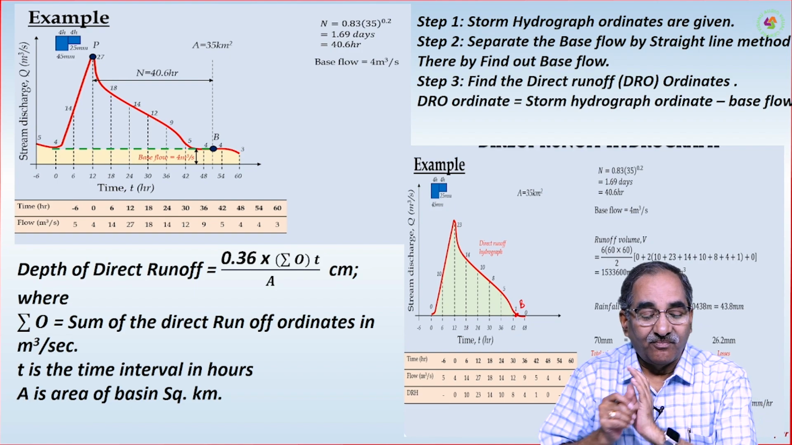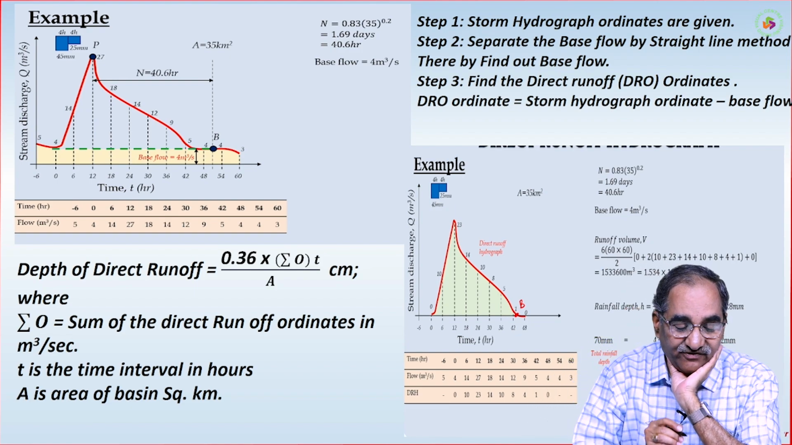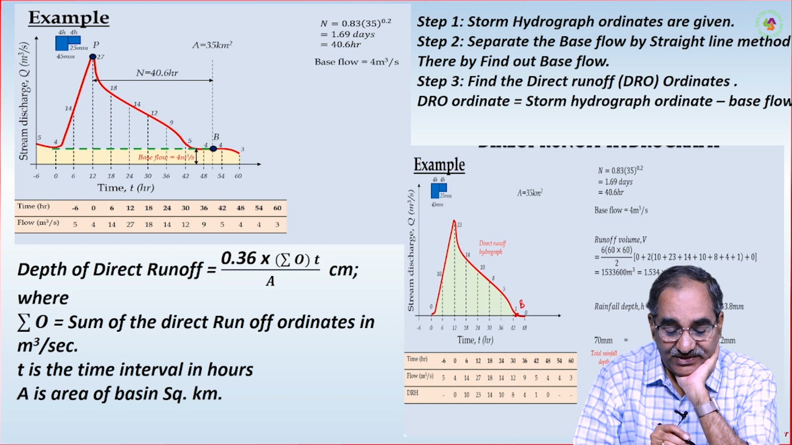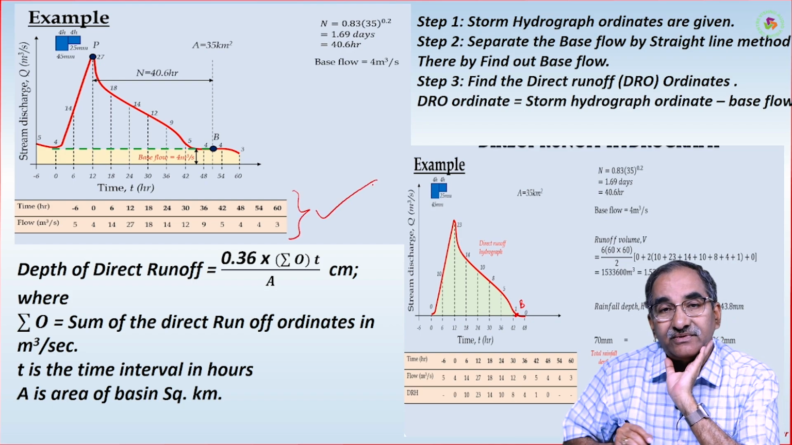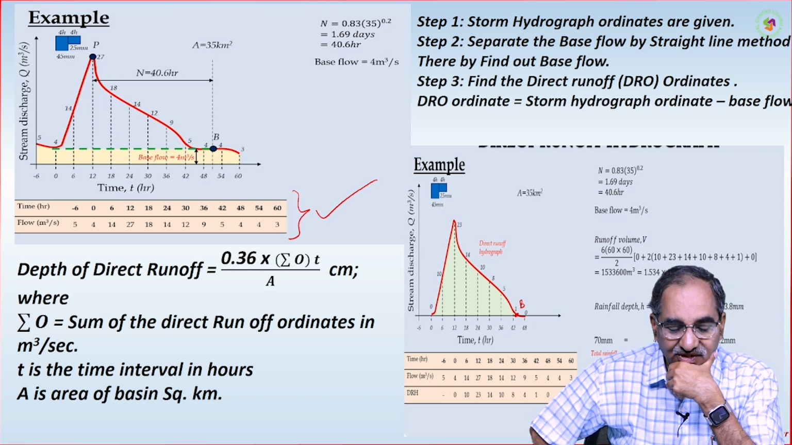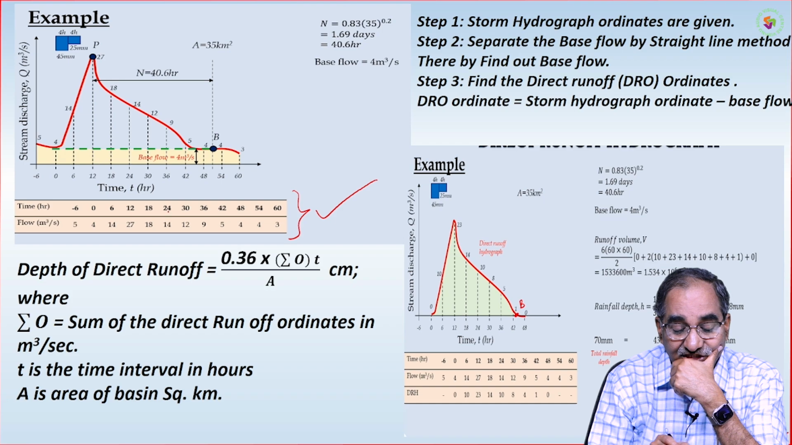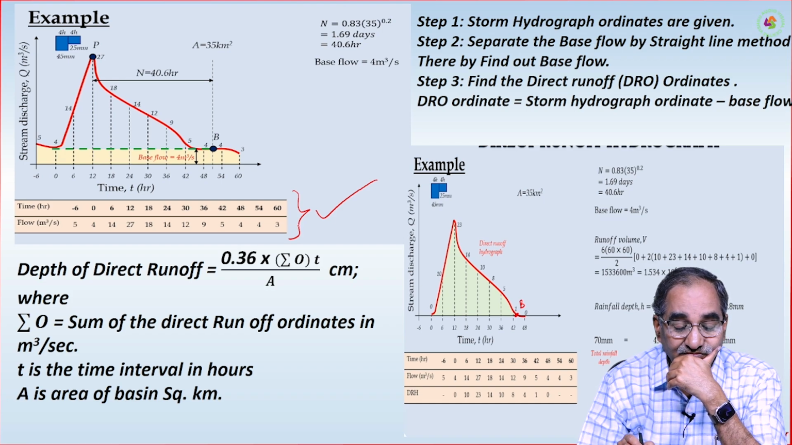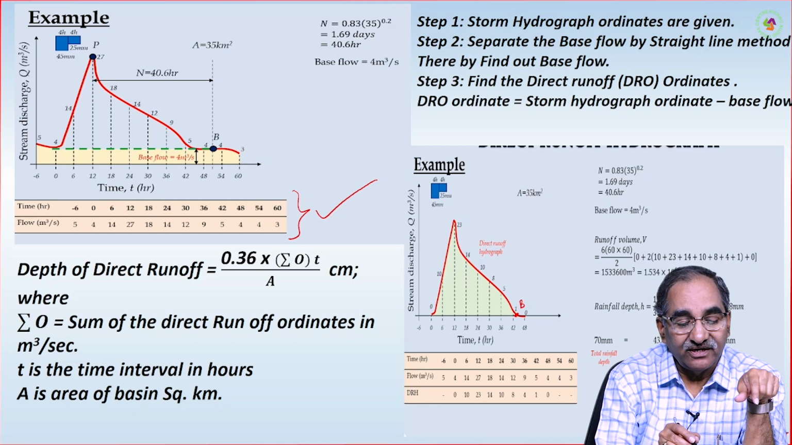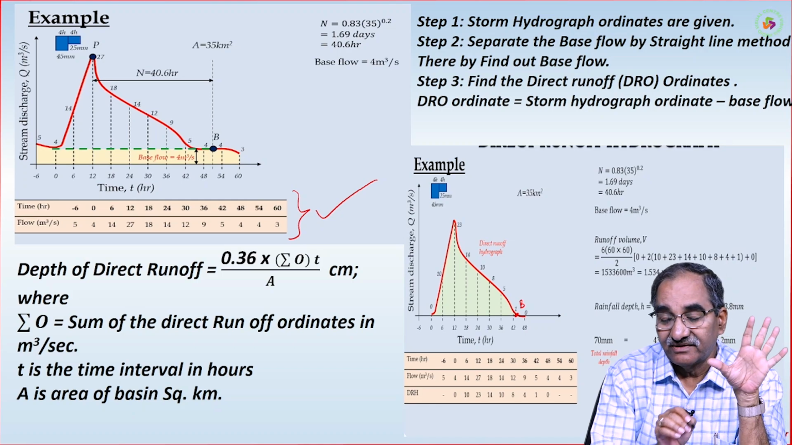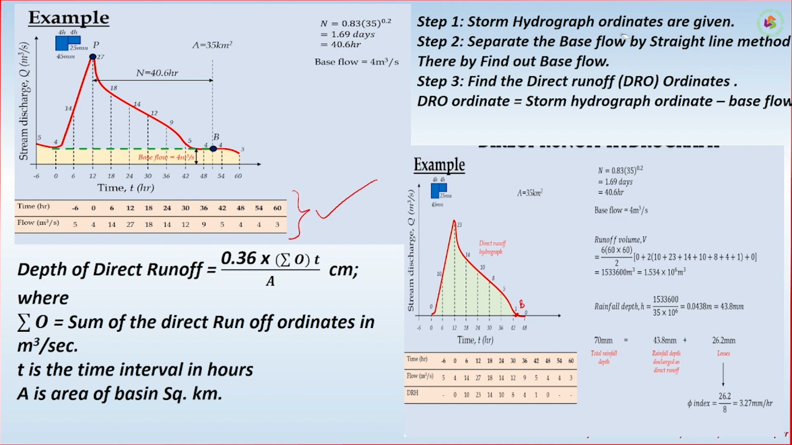Now I take a problem and solve. Please listen carefully. What is given to me? This is the data that is given to me. Ordinates, 6-hour interval flow, that is given. So based on that, if I plot it, this is how I am going to get. Understood? Over.